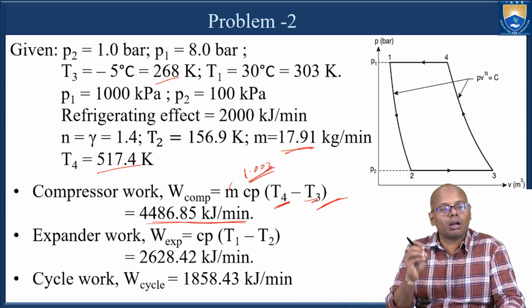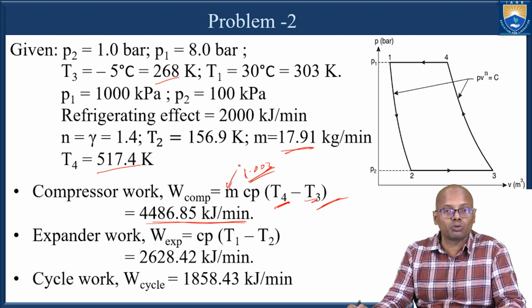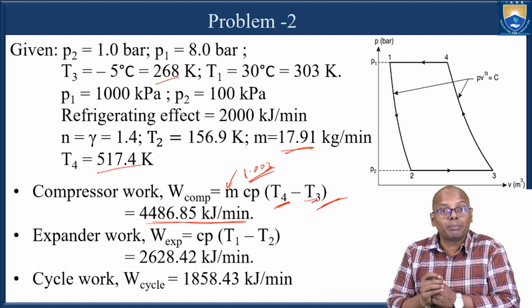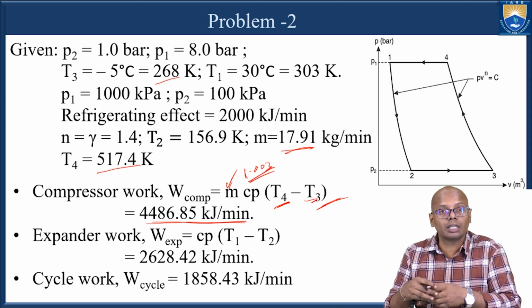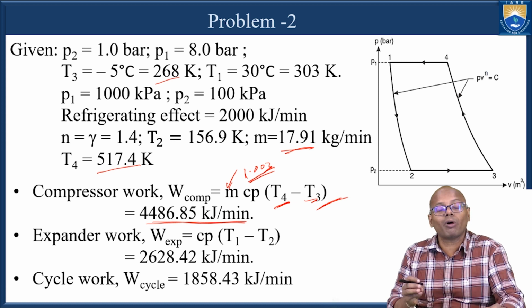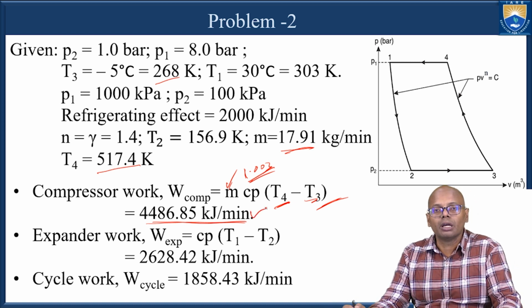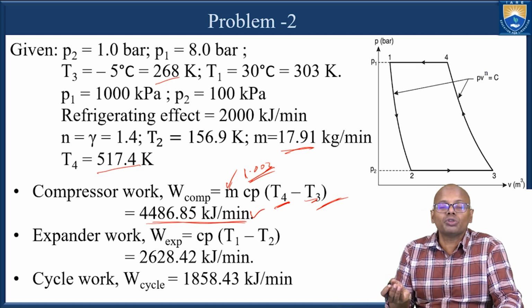net work. It is not work done per kg, since we are multiplying with the mass flow rate. I am getting the net work done on the compressor, or the work input to the compressor, and that is equal to this one. Now similarly the expander will produce some work.